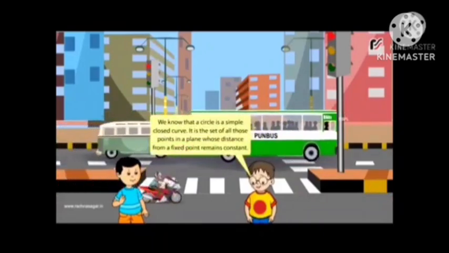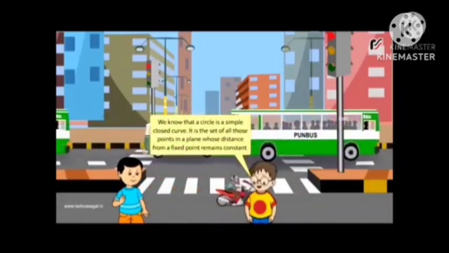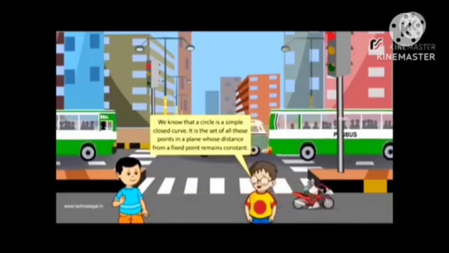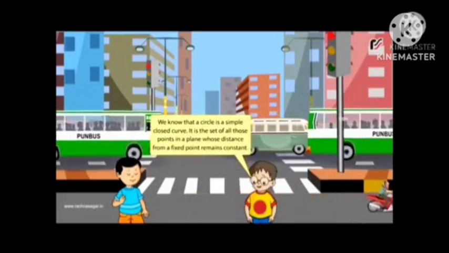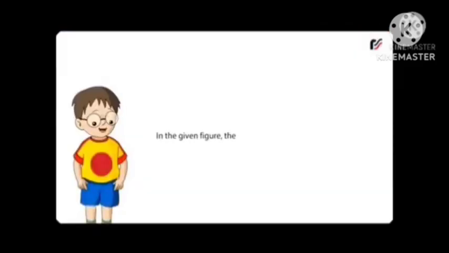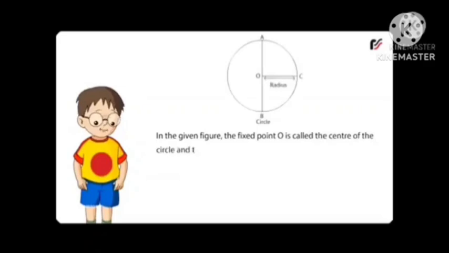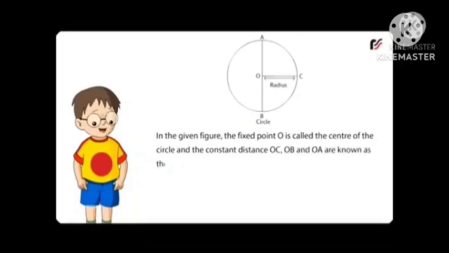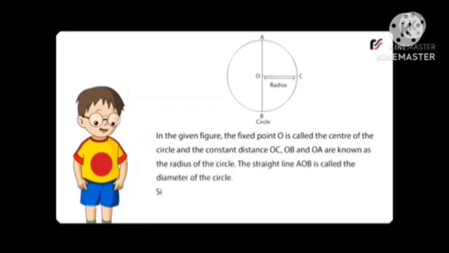We know that a circle is a simple closed curve. It is the set of all those points in a plane whose distance from a fixed point remains constant. In the given figure, the fixed point O is called the center of the circle, and the constant distances OC, OB, and OA are known as the radius of the circle. The straight line AOB is called the diameter of the circle.